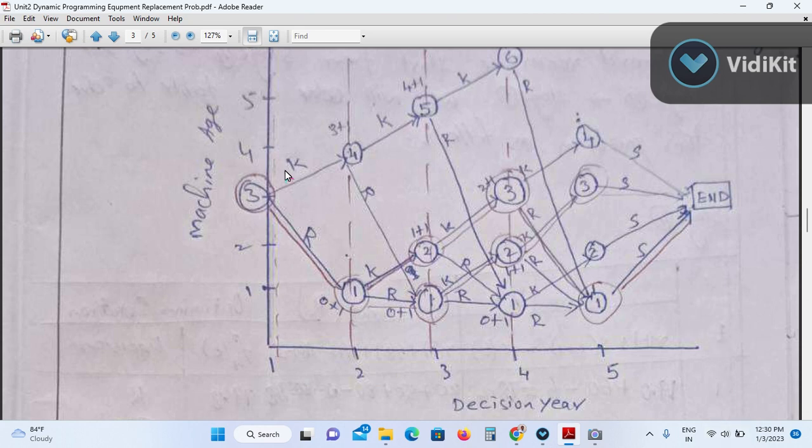Now the thing is, with a 3 years old machine, you are moving to the next year, right? So how do you move it? This is the third year, a 3 years old machine. Now suppose you decide to keep the machine for the next year, you don't want to replace it. Then what is the meaning? 3 years plus 1 year. That is why you are taking the decision. If you keep the machine, then 3 plus 1, that is 4, right?